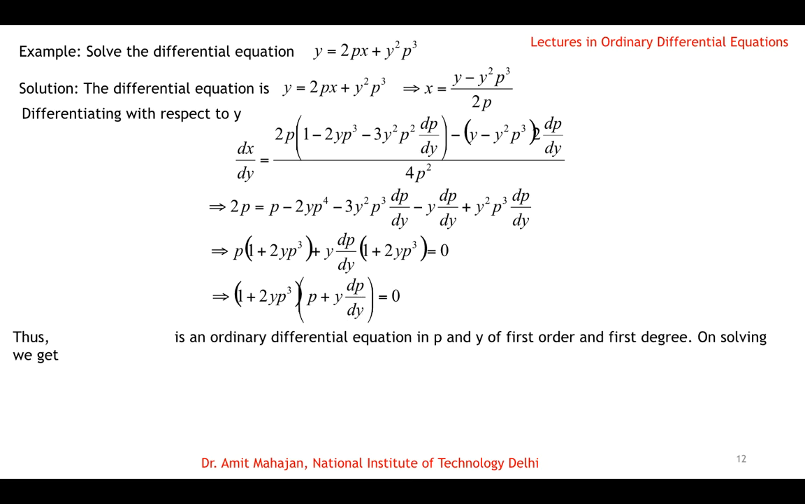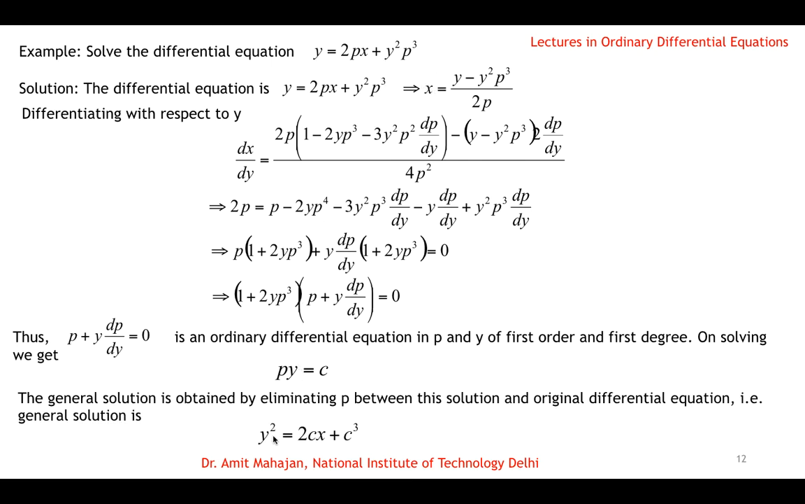If we solve this by separation of variables, you can see that py equal to constant is the solution. Now if we eliminate p from here, substituting p as c by y in the original differential equation, then that will be the general solution. So y square is equal to 2cx plus c cube is the general solution of the differential equation.